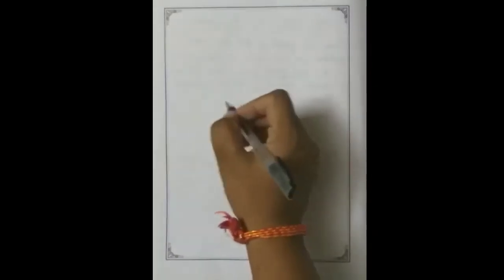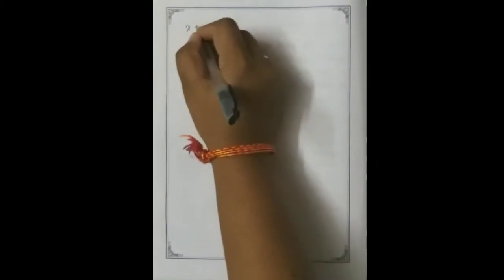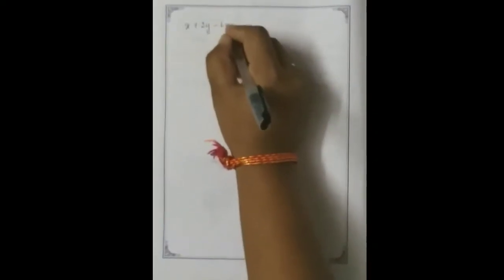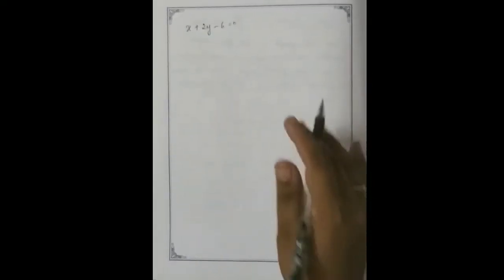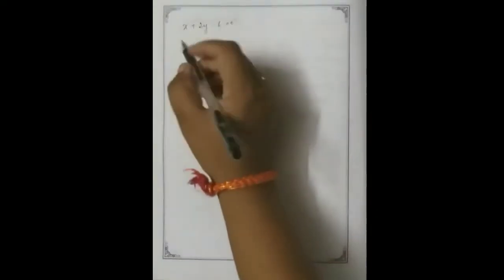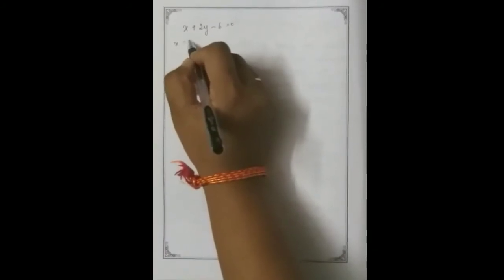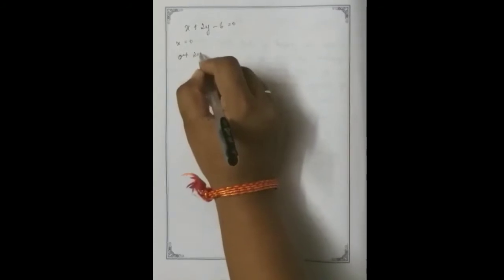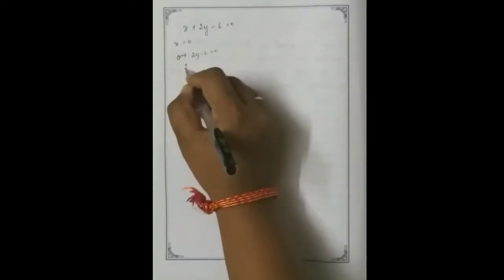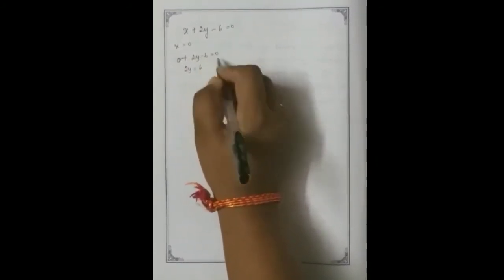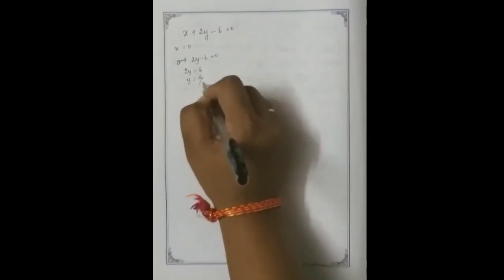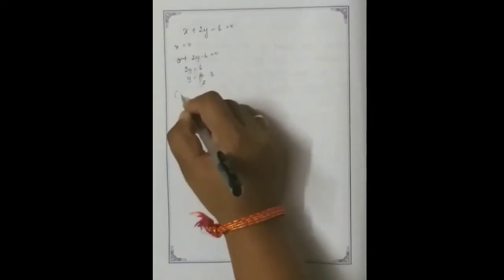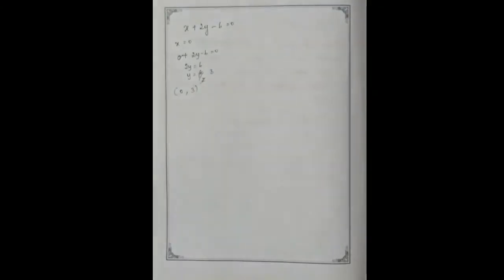Now I can write x plus 2y minus 6 equal to 0. Similarly, we are going to find the value of y in terms of x. So x is equal to 0 in this equation. X is 0, that is 0 plus 2y minus 6 equal to 0. 2y is equal to plus 6. Y is equal to 6 by 2, which is nothing but 3. So when x is equal to 0, the value of y is 3.